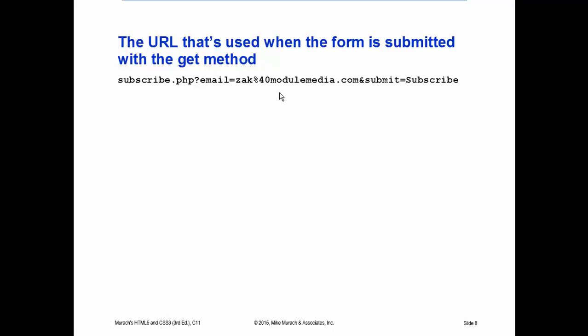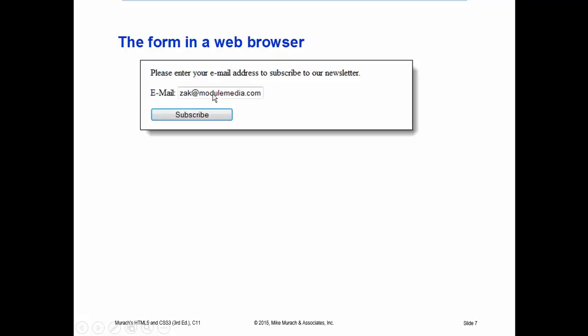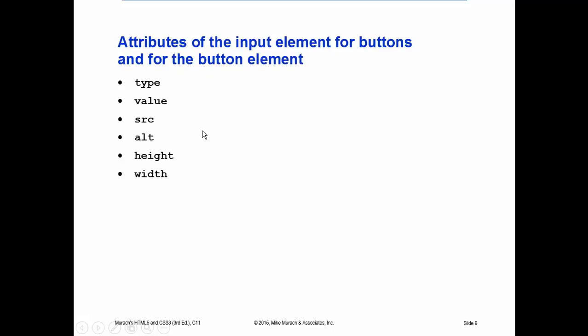Subscribe.php is the name of the file that you're calling. All right, then there's a question mark. The question mark and everything that follows is known as a query string. So what that's saying is in the email field, you put in Zach at, and it doesn't know how to show an at sign, so it uses %40, modulemedia.com. So it's saying that's what you put in, and you hit the subscribe button. So that's actually what gets passed. This is the file you're calling, and that's the information that gets passed in what's called the query string.